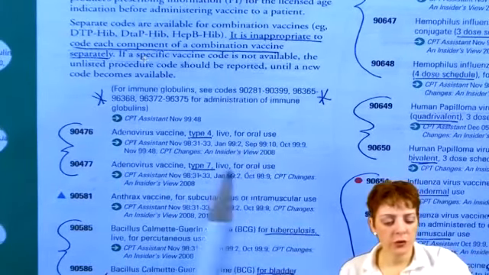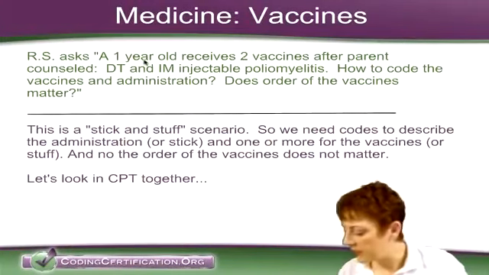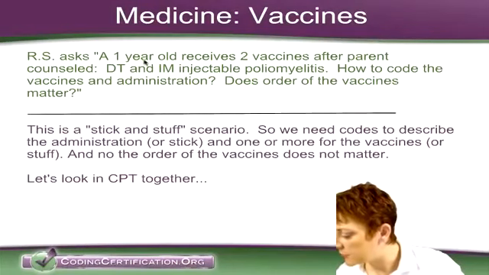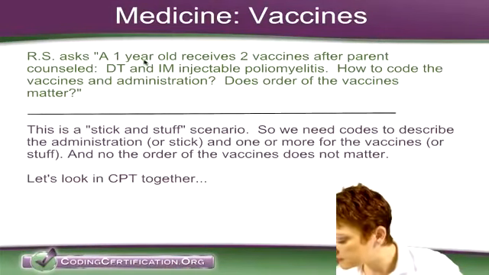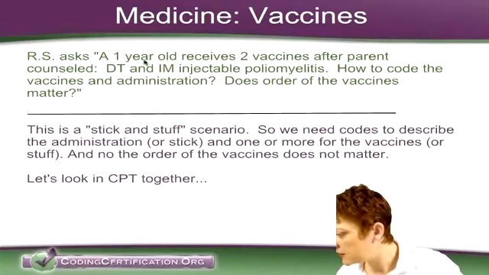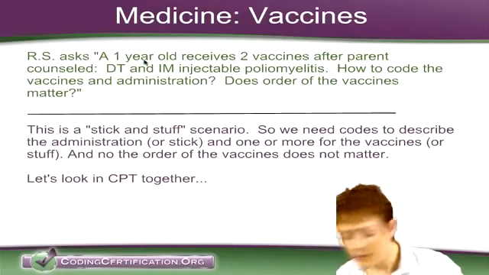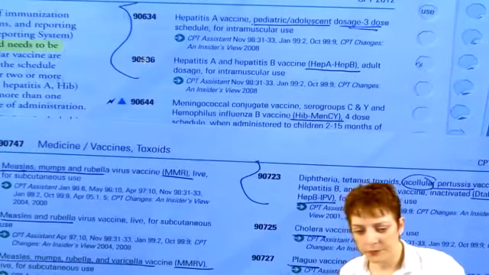So what you would do, what did she say she had? Poliomyelitis. Let me see if I can find that real quick here. If anyone finds it, type it in. Polio. I used to have it memorized and I don't remember. Oh, here it was: 90712 and 3.